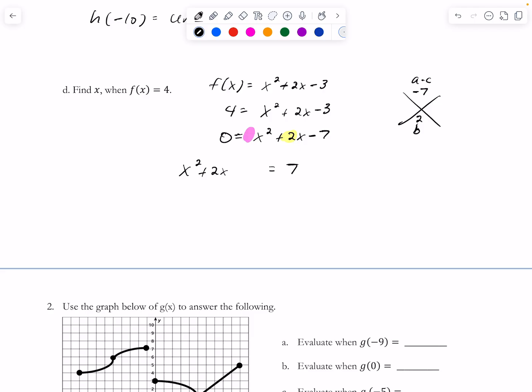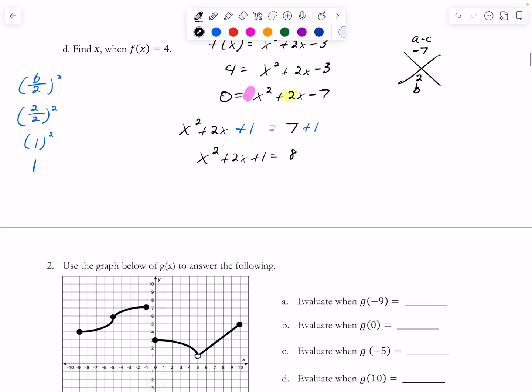When I move it over, I need to find b over 2 squared, which is going to be 2 over 2 squared, or 1 squared, which is 1. So I'm adding 1 to both sides. This is going to be x squared plus 2x plus 1 equals 8. Completing the square allows me to factor this perfect square trinomial to be x plus 1, all of that squared.